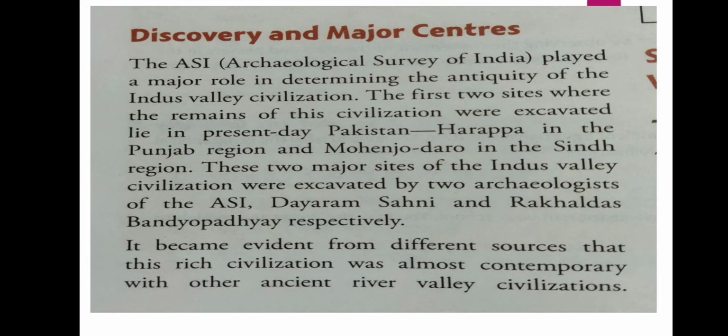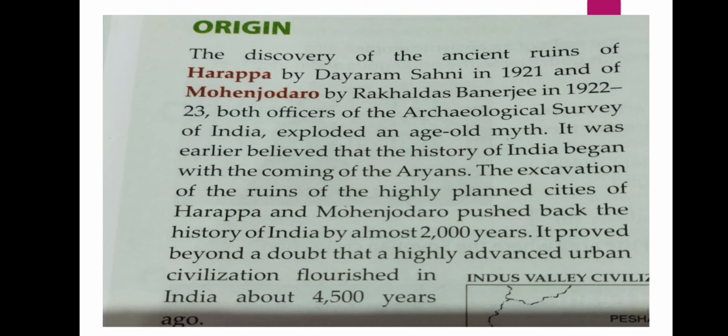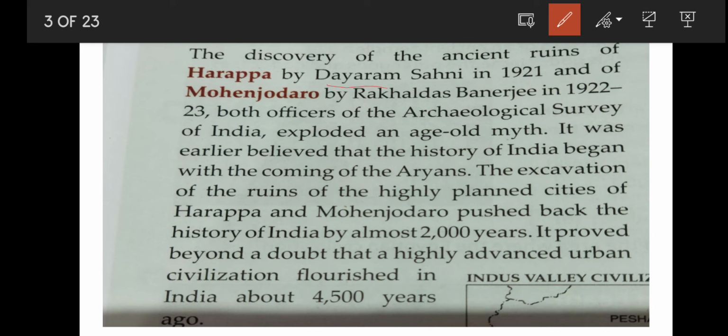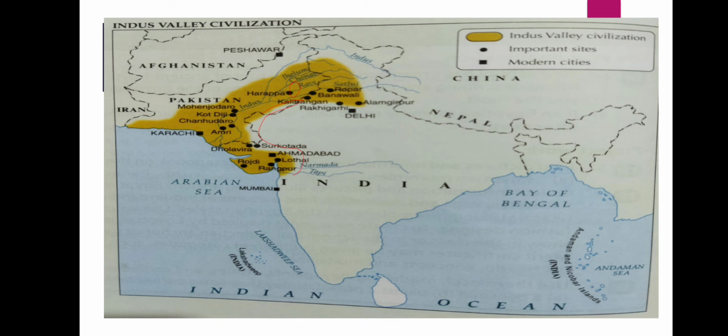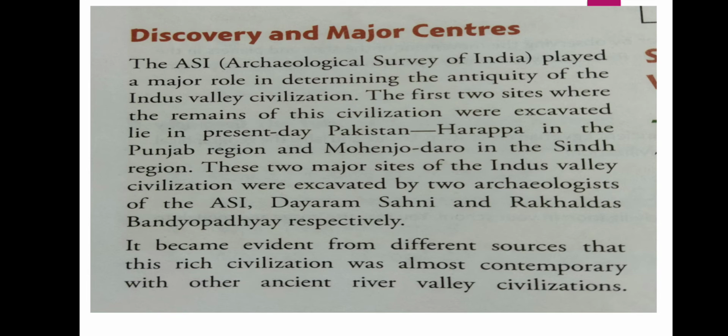We already learned how they were discovered. The names are Dayaram Sahni in 1921 and Rakhaldas Banerjee in 1922. They discovered these sites. Here are the discovery and major centers. ASI stands for Archaeological Survey of India. It played a major role in determining the antiquity of the Indus Valley civilization.